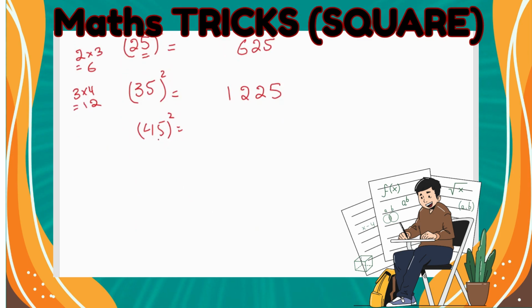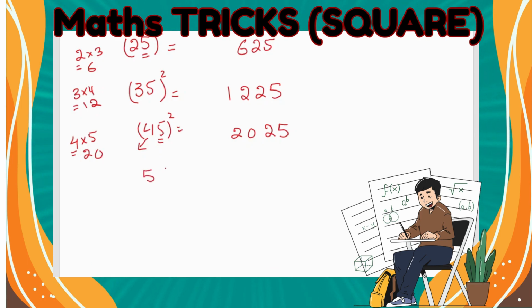5 square is 25 again. And we're going to look at this number. What is this number? 4. What's the next number? 5. So 4 times 5 is 20. We're going to place 20 over here. So 45 square is 2025. You can check with the calculator as well.